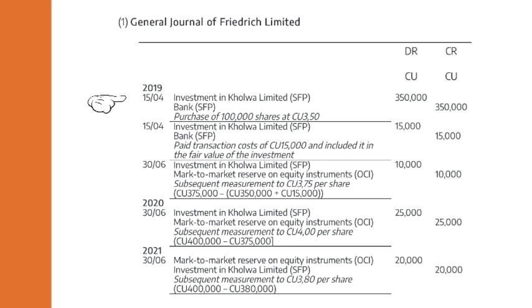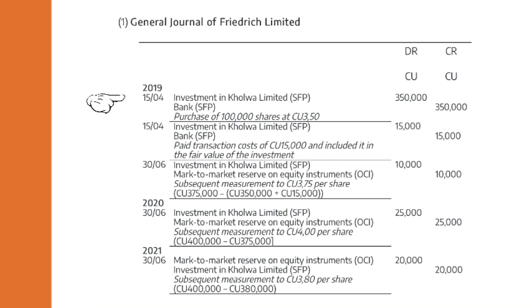Now, this is the initial recognition date, and you need to know your financial instrument rules to know at what amount we recognize this investment initially. If you have a look at your rules, it says that financial instruments are always recognized at fair value. Day one needs to be at fair value.